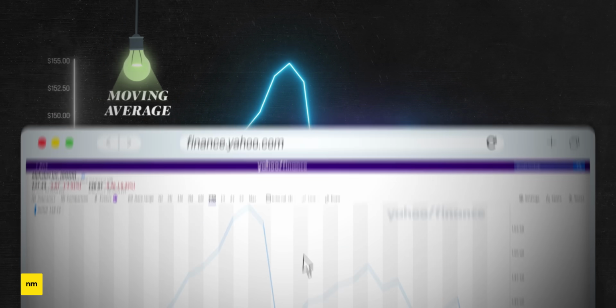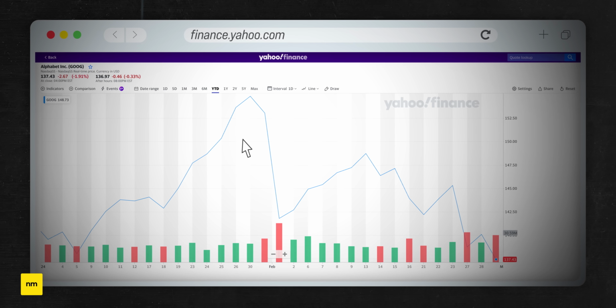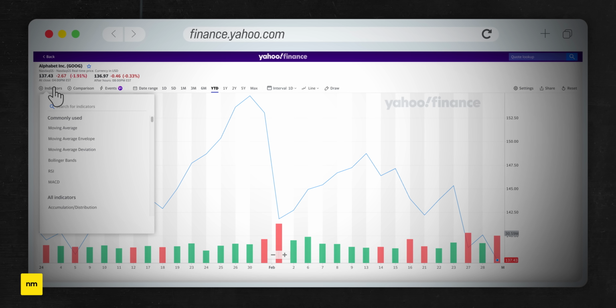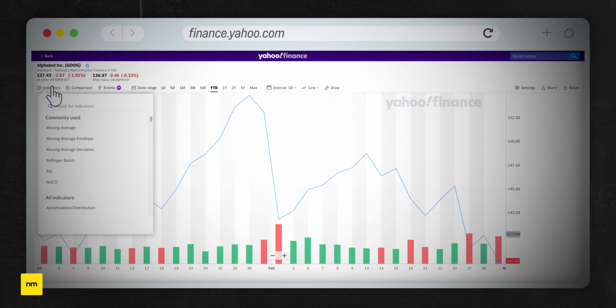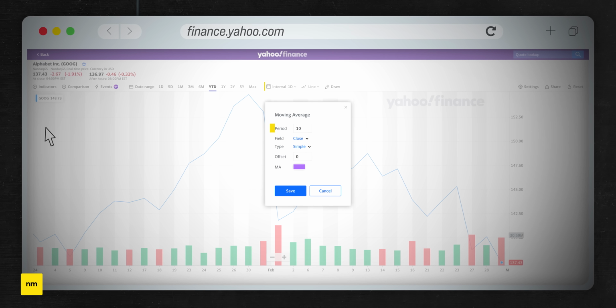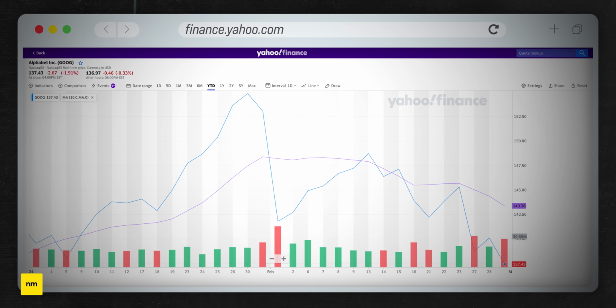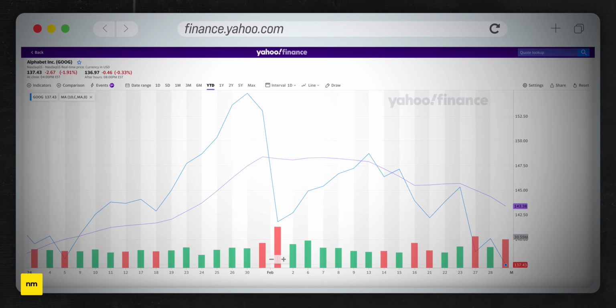And for those playing along at home, if you open up the Yahoo Finance interactive chart on any company, in the top left, you should see a button for indicators, and that's where you can add any of these next to your own stock's chart. In Phil's book, he uses the 10-day moving average, so let's just put that one in. And as you can see, we now get a second line superimposed onto the stock price line.